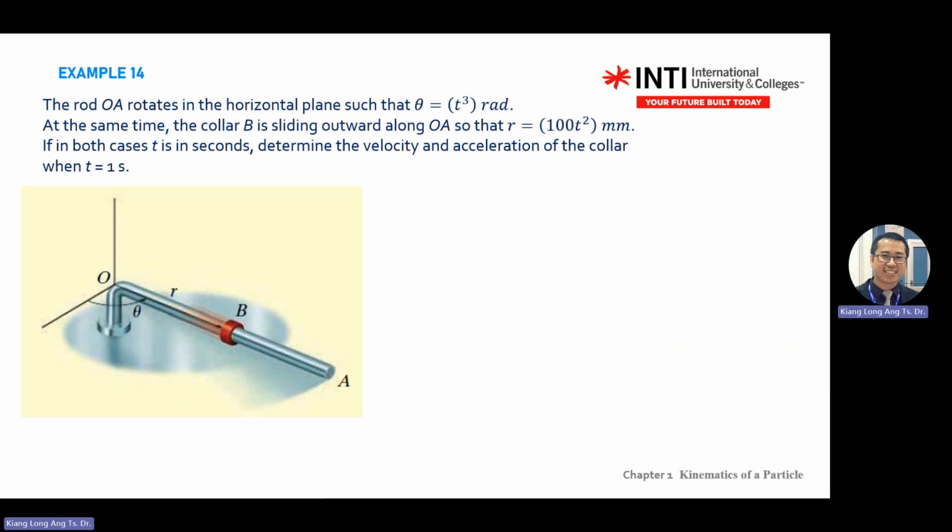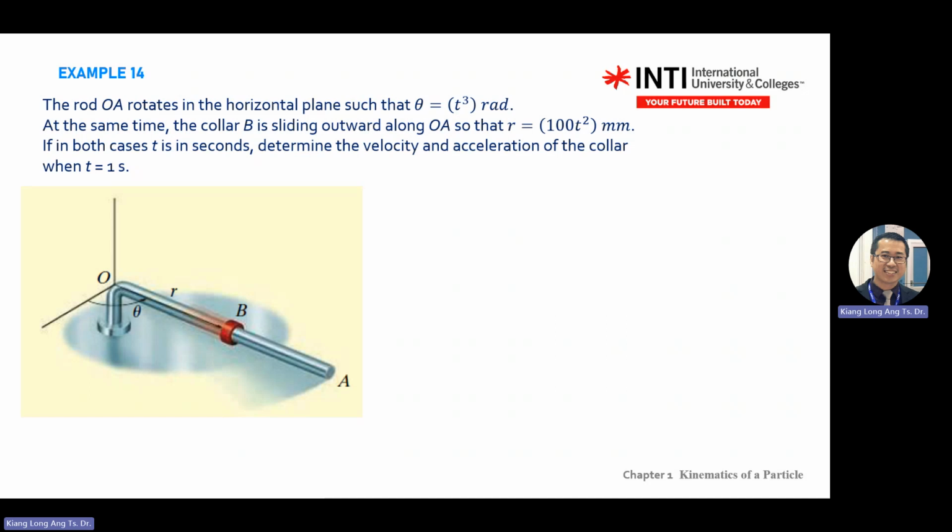Okay, so you look at example 14. Rod OA is an L-shaped bar that rotates in the horizontal plane such that theta equals t cubed radians. In this case, it's radians. So what is the direction? Just follow this direction.